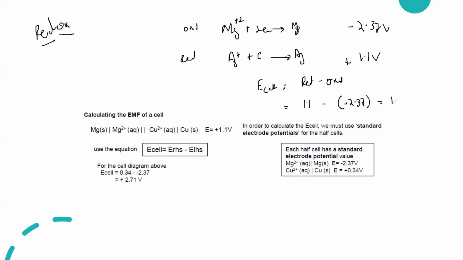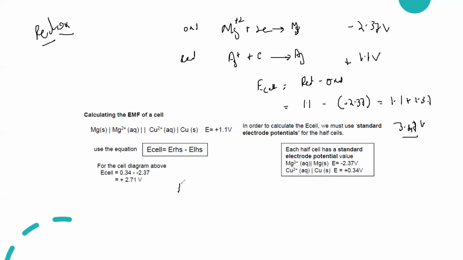So it will be 1.1 plus 2.37. This will be 3.47 volts. But if I want to write the equation, when we have a magnesium and a silver, the equation must be balanced as well in terms of loss or gain of electrons.